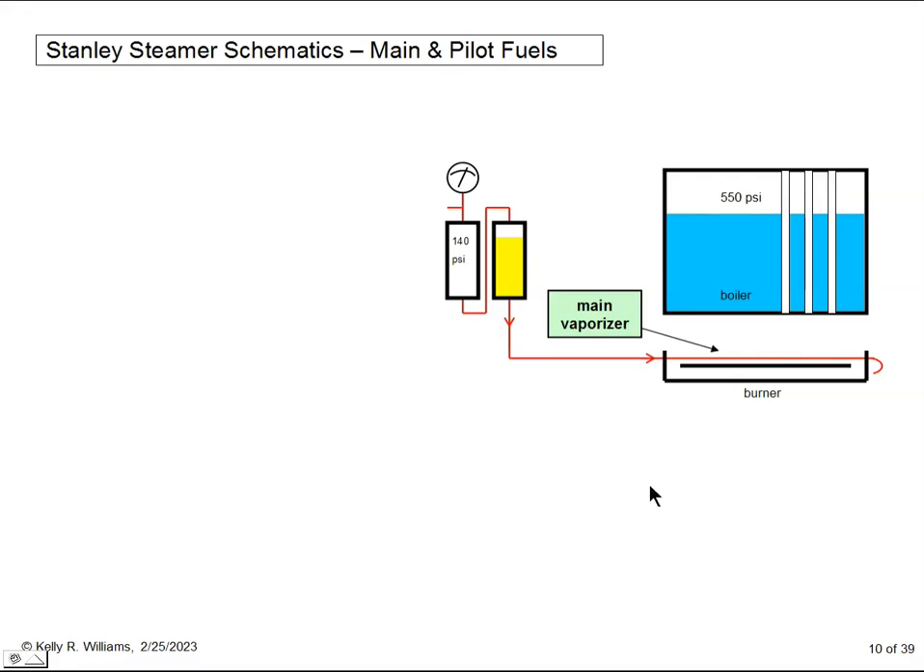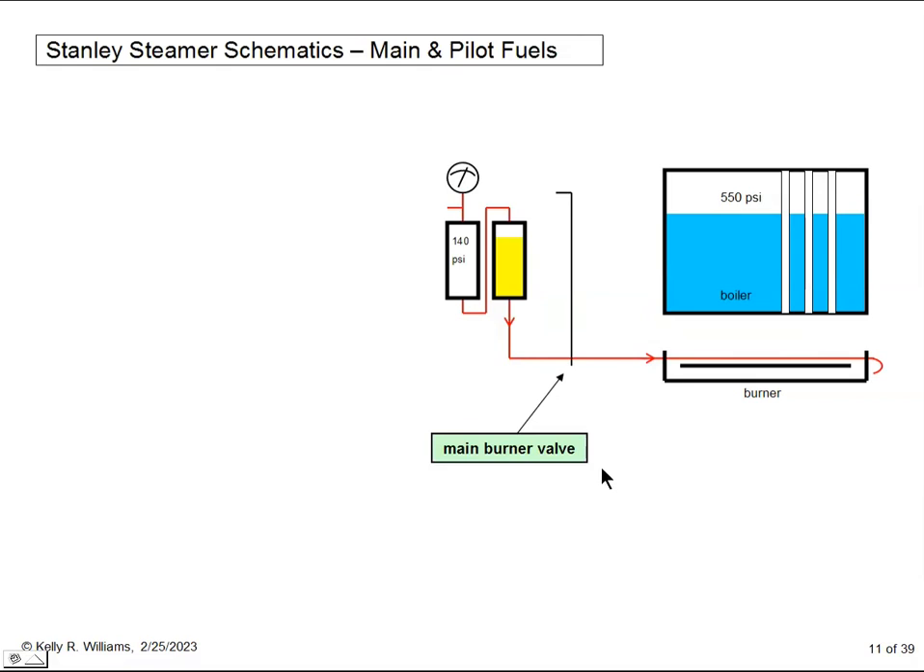Obviously, we need to shut the fire off when the boiler reaches operating pressure. We add a hand valve to do this, the main burner valve or the main fire valve. This valve is easily accessible from the driver's position.